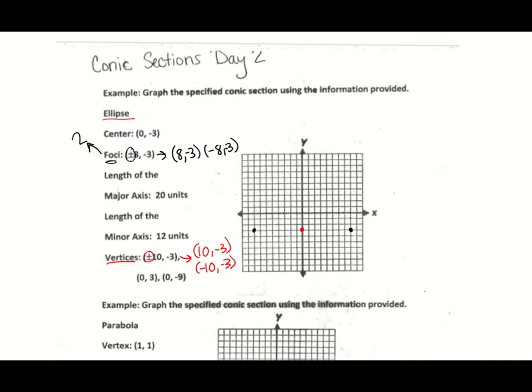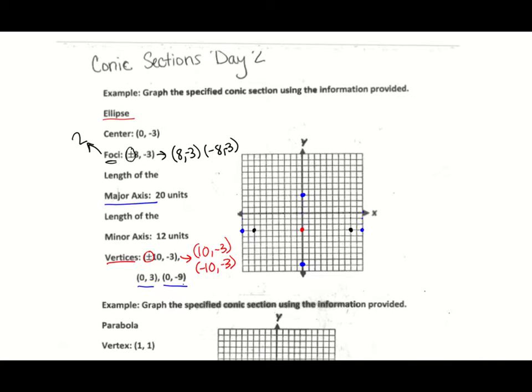So if I go positive 10, brings me all the way to the edge, down 3, 1, 2, 3, right here. And then -10 in my x direction, down 1, 2, 3, right there. And then my other 2 points here, I have (0, 3) and (0, -9). So 0, and up 1, 2, 3, and then 0, down to -9.